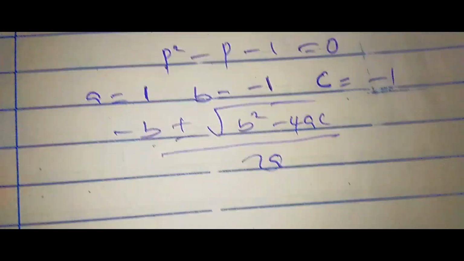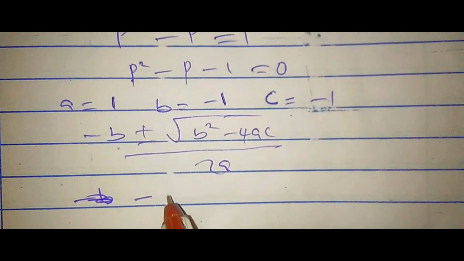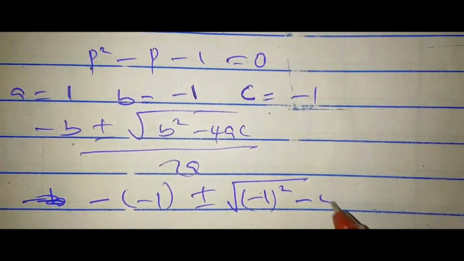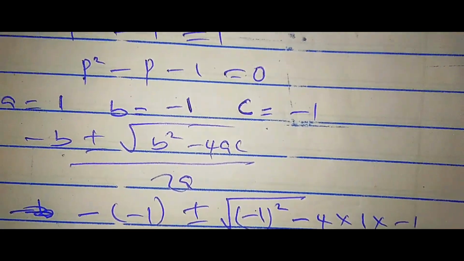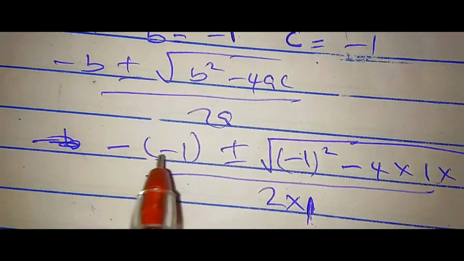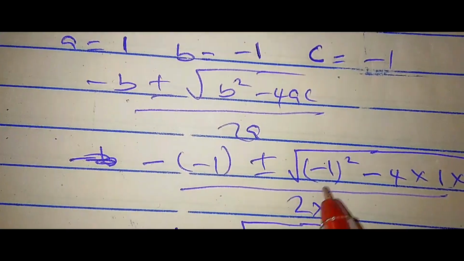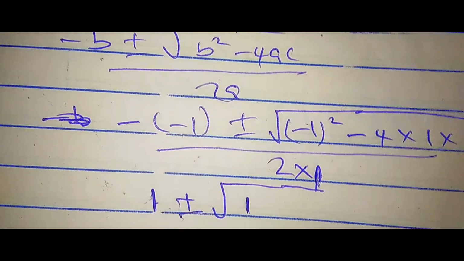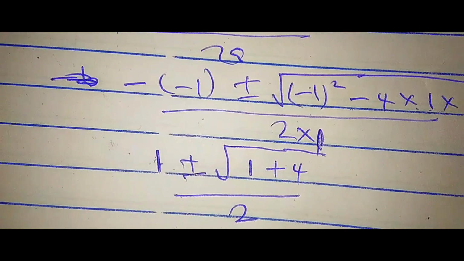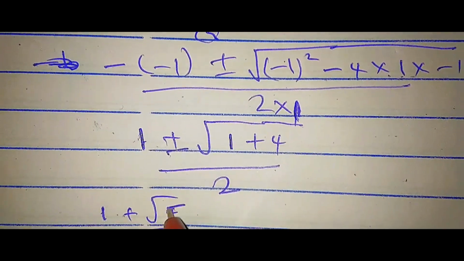So this is going to give us minus b, so that is minus 1 plus or minus square root of minus 1 square minus 4 times 1 times minus 1 all over 2 times 1. So minus is going to cancel itself, so this is going to be 1 plus or minus square root of minus 1 square is going to give us 1, minus 4 times 1 times minus 1 will give us plus 4, all over 2.